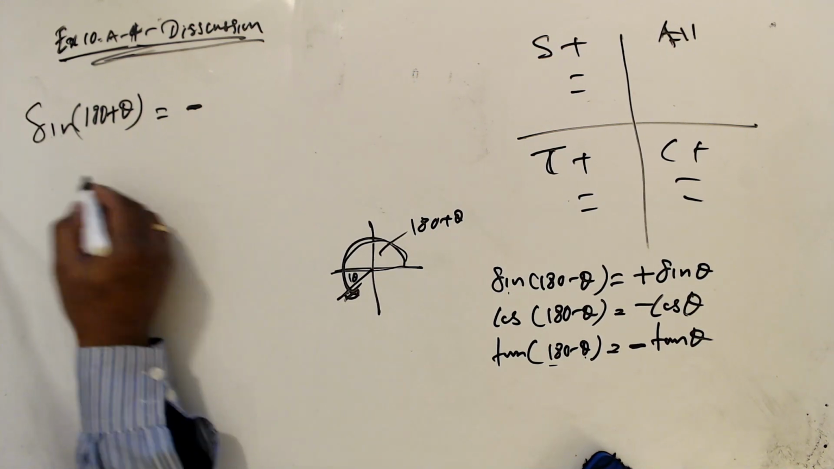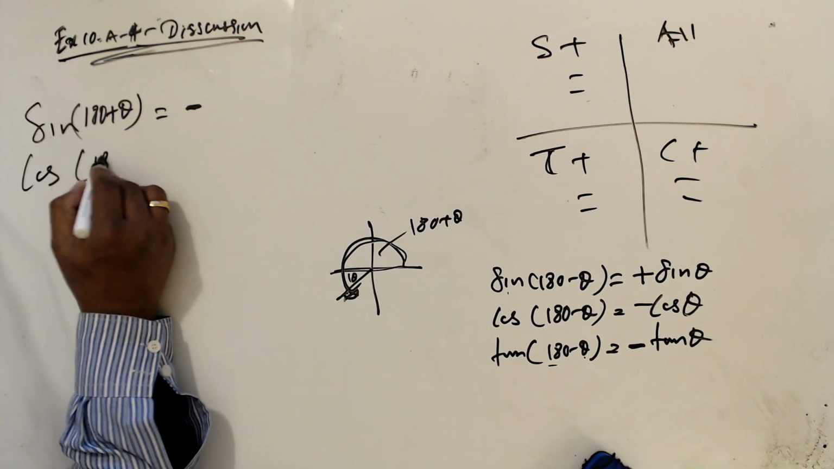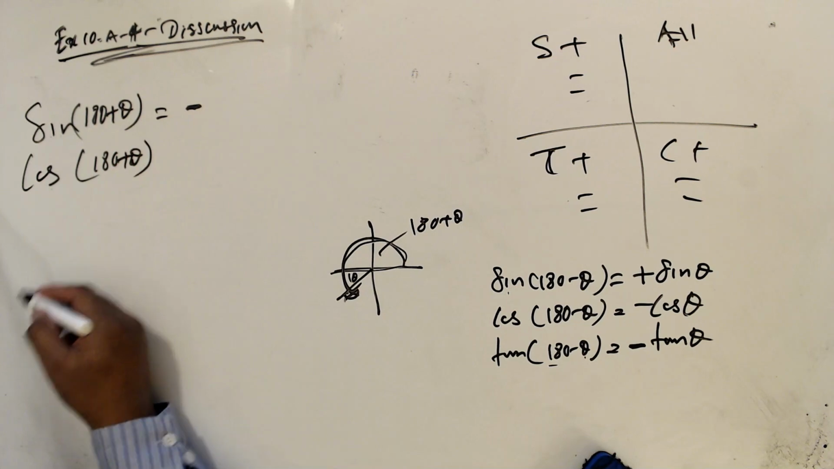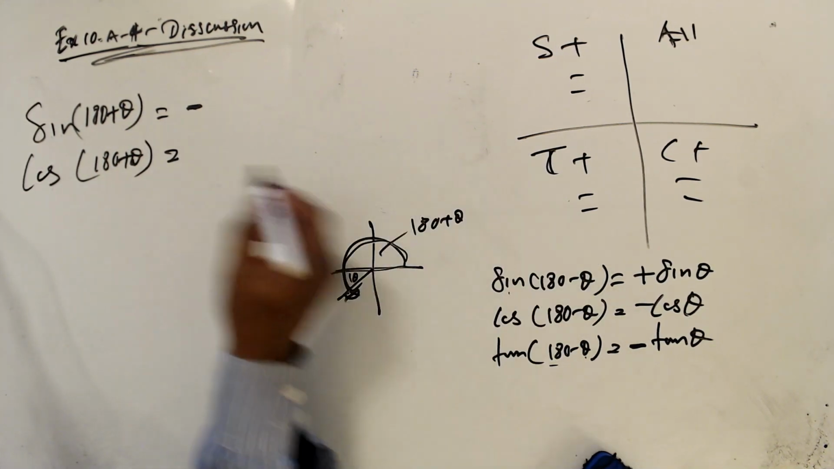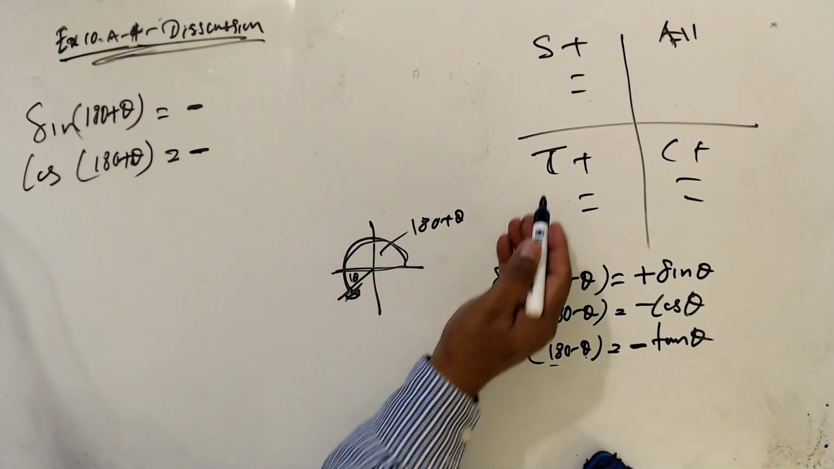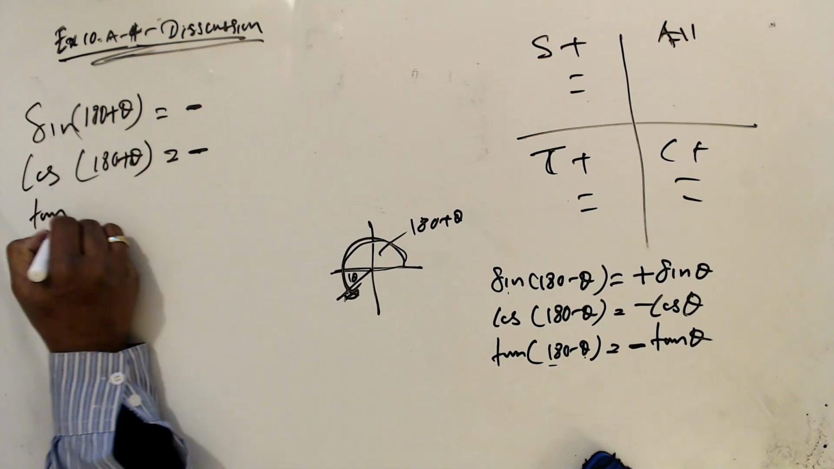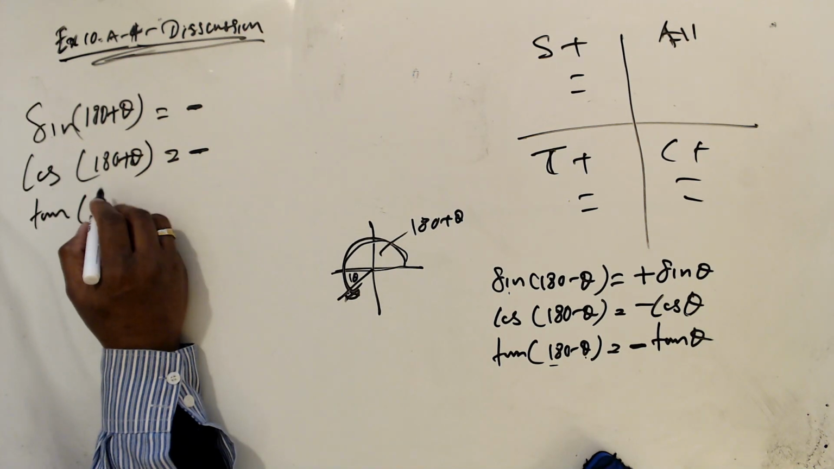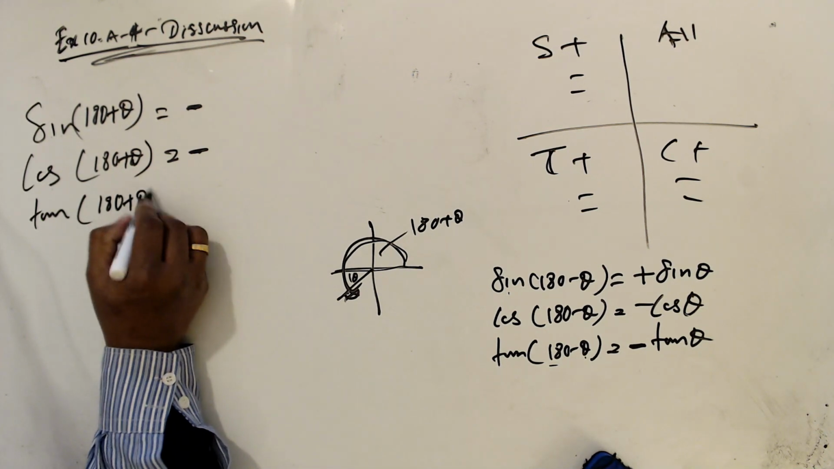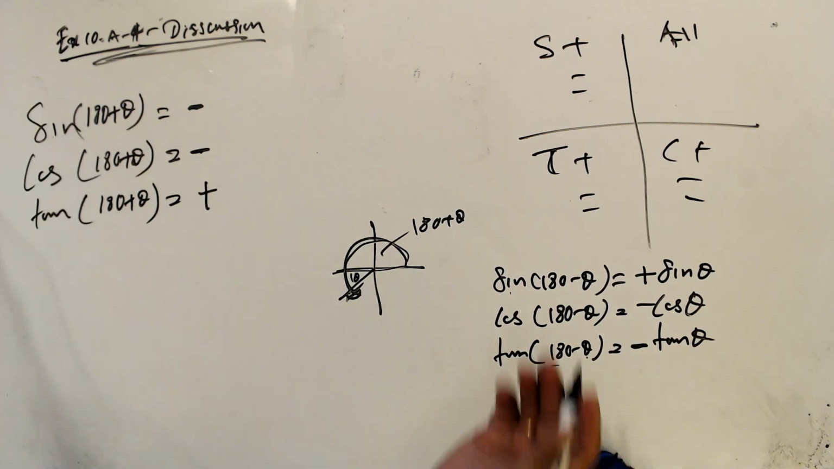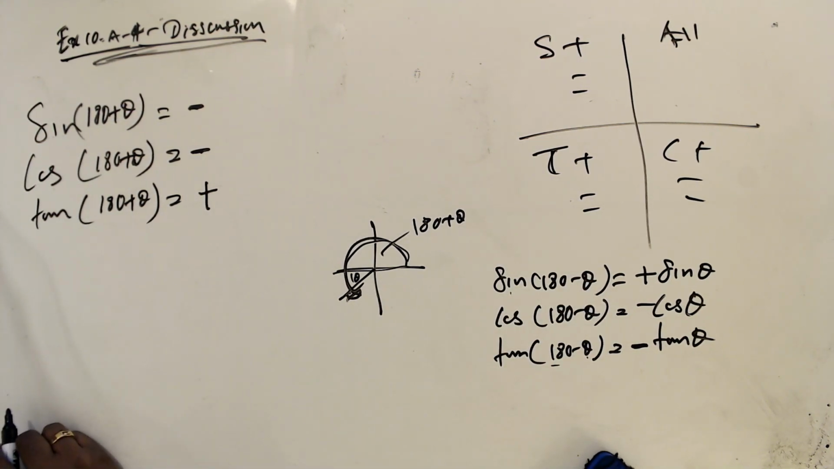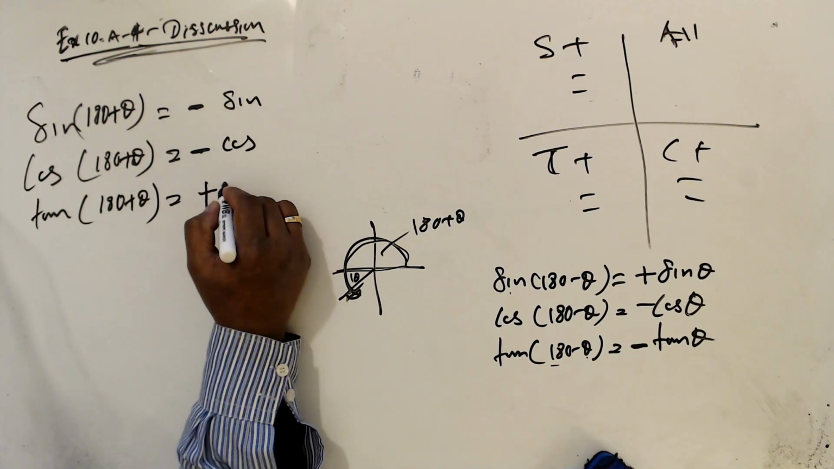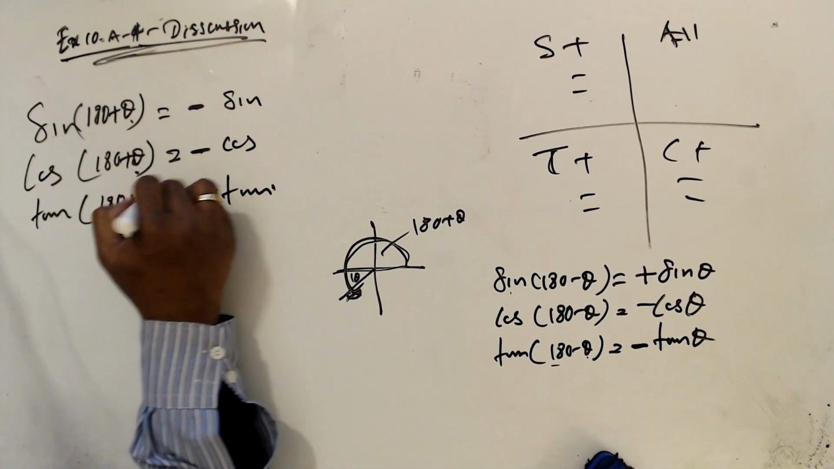What can you tell about the cos ratio in the third quadrant? Negative. What can you tell about the tan ratio? In the third quadrant, tan is positive. Now you simply write the same ratios and with the acute angle.